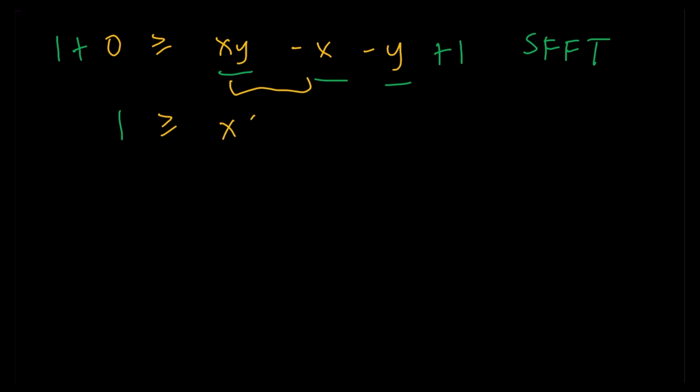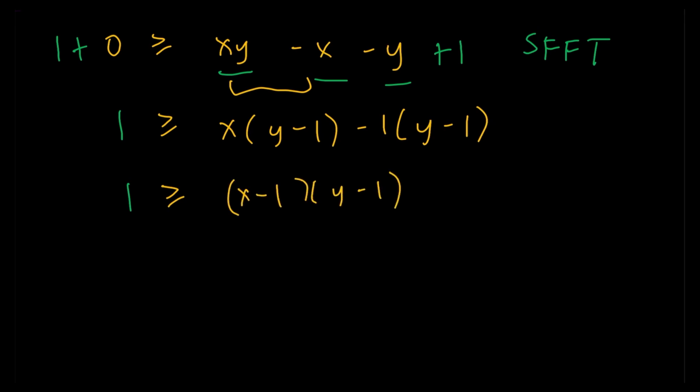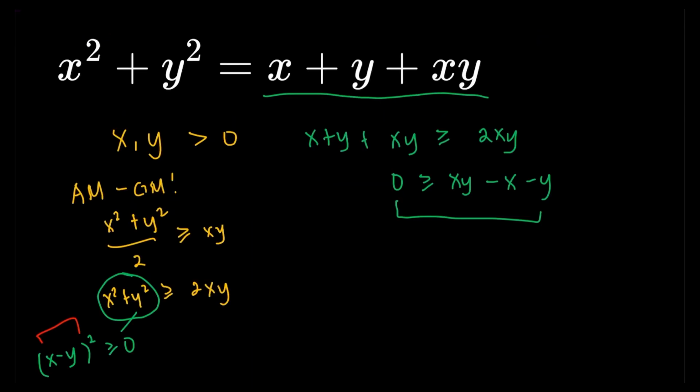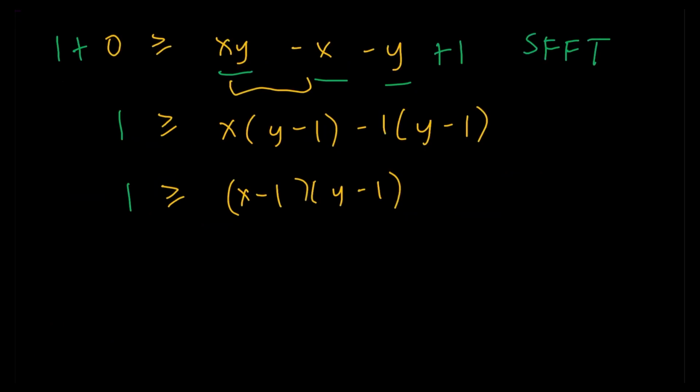For the first two terms, I'm going to factor out an x, and for the second one, I'm going to factor out a -1. Essentially, I'm just doing factoring by grouping. 1 is greater than or equal to x minus 1 times y minus 1. This is a very interesting result, because we want integer solutions, and they're both positive, so there is a restriction for the value of this product to be less than or equal to 1.